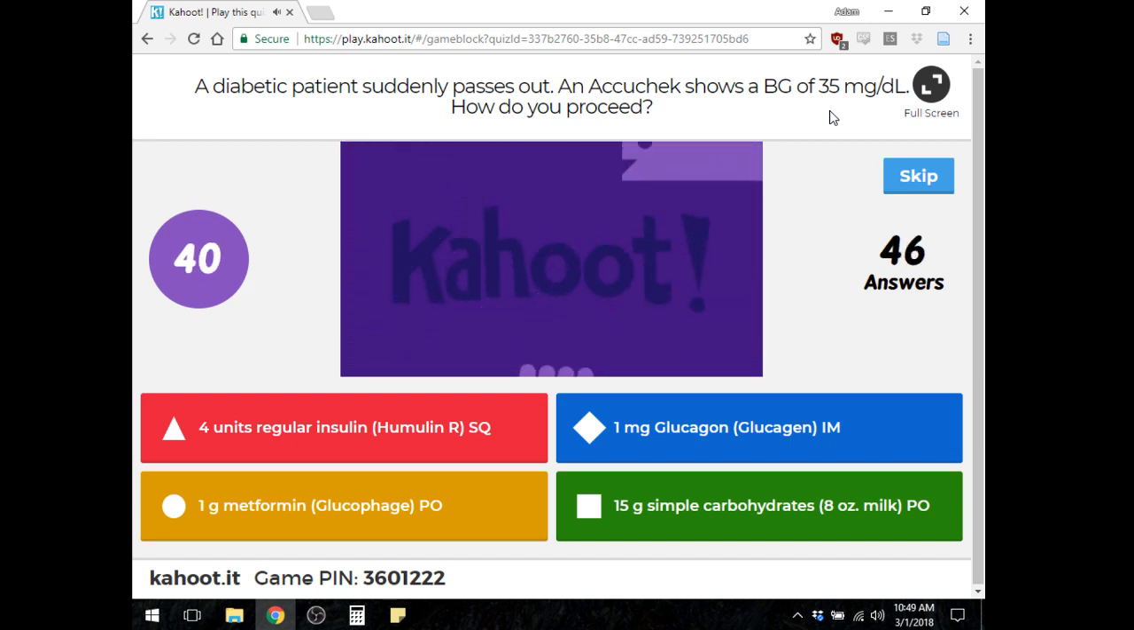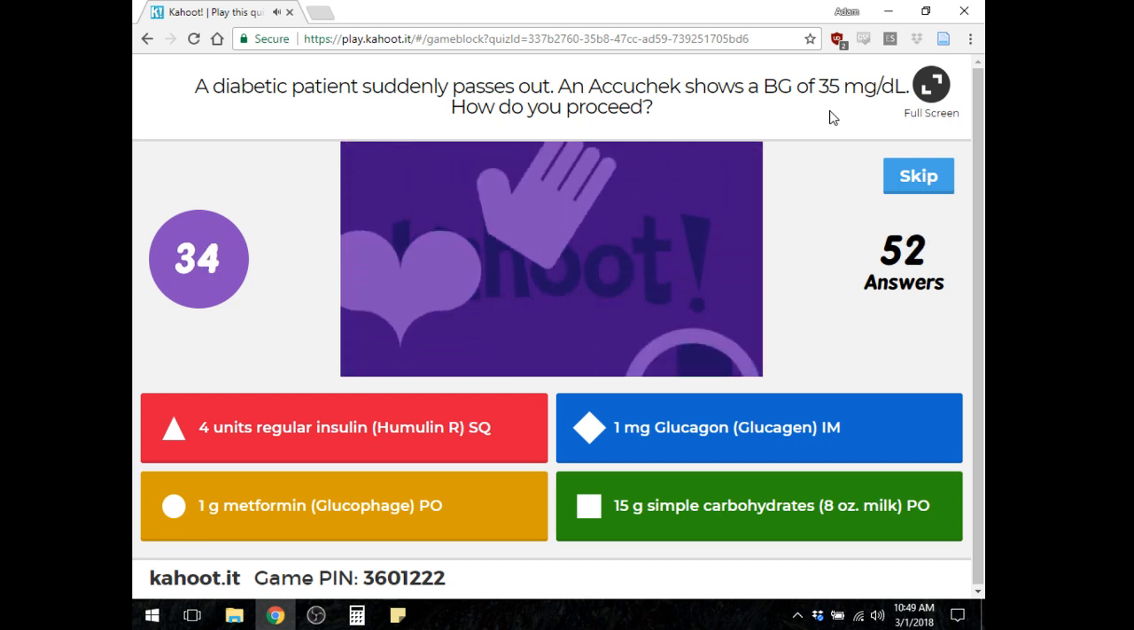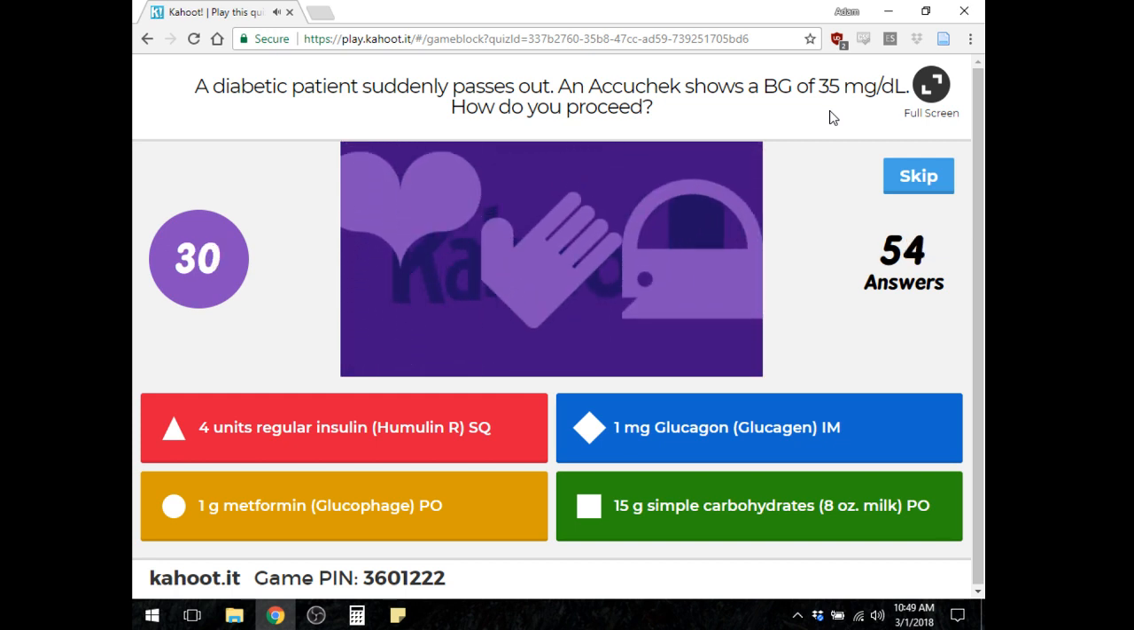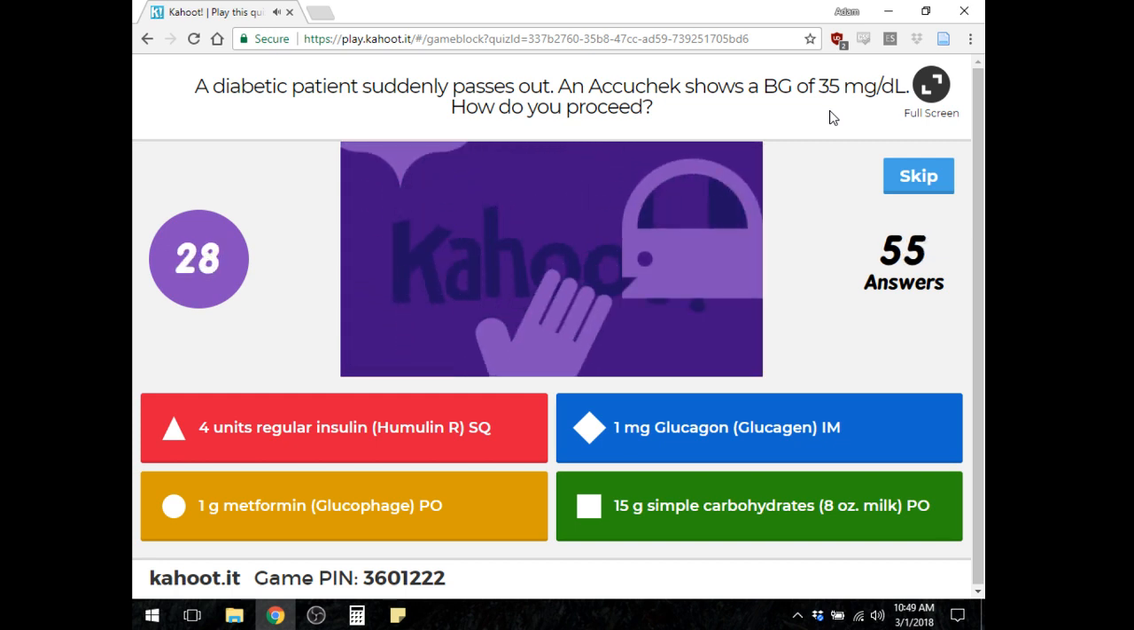65. So I want to give them 4 units of regular insulin. Do I want to give them some glucagon, some carbohydrates orally, don't use metformin? What is going to correct their issue?